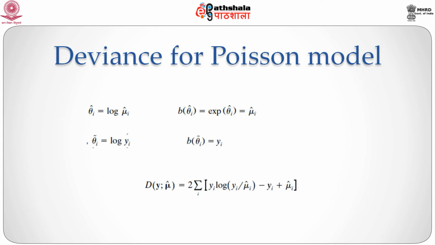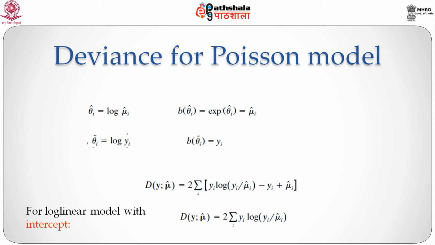The deviance for the Poisson model, for example: for this model, theta i hat is log of mu i hat, b of theta i hat is e to the power theta i hat, equal to mu i hat, theta i tilde is log of yi, and b of theta i tilde is equal to yi. Thus, d of y, mu hat is equal to twice the summation over i of yi log of yi over mu i hat, minus yi plus mu i hat.